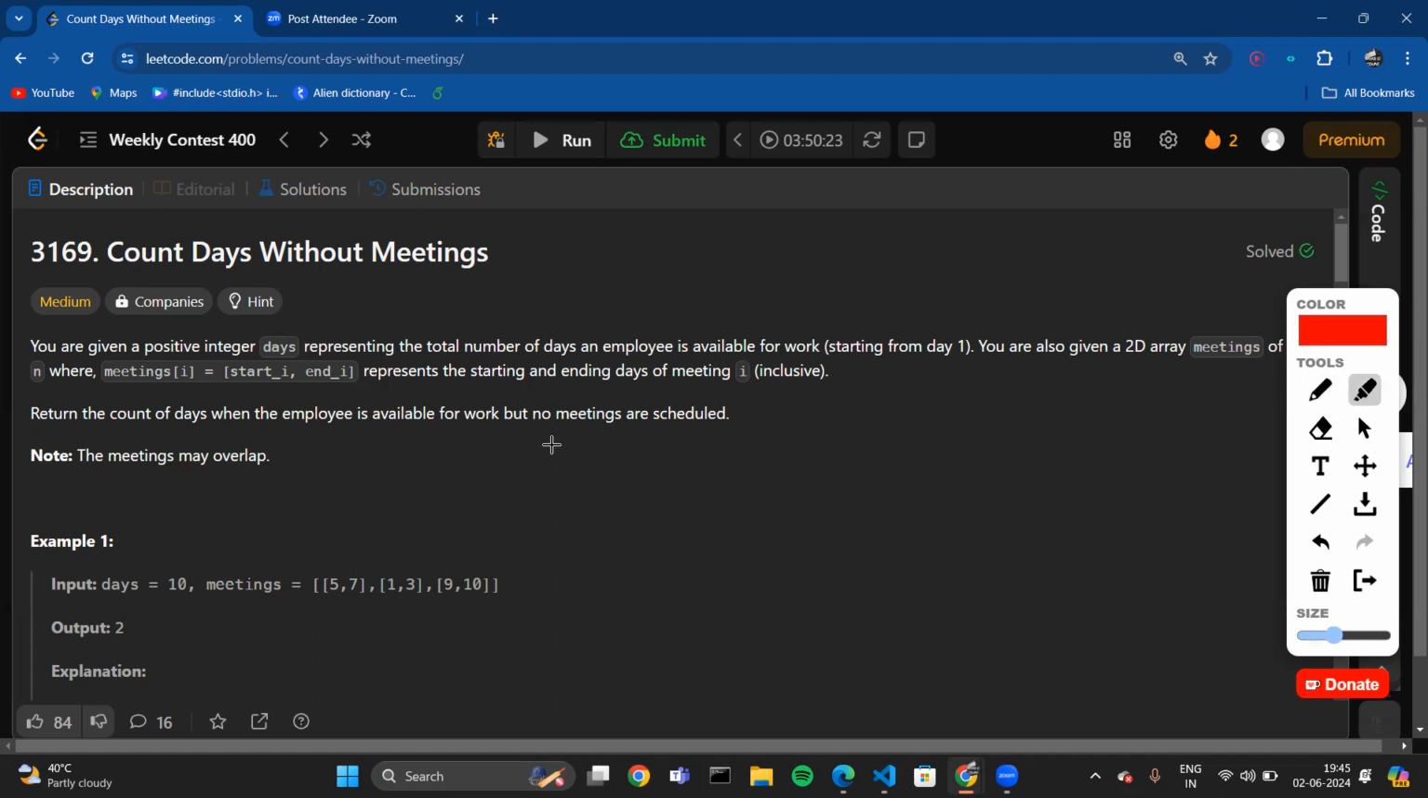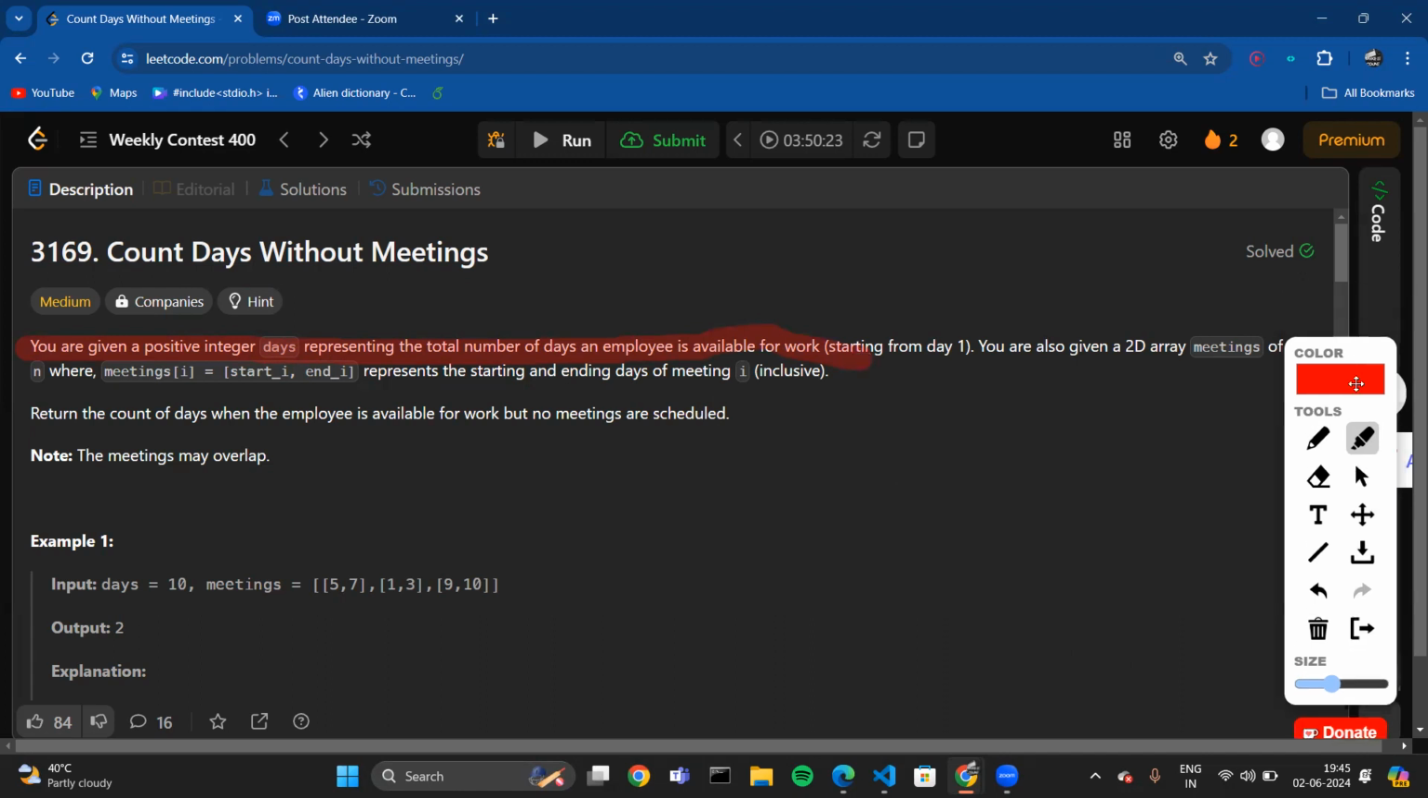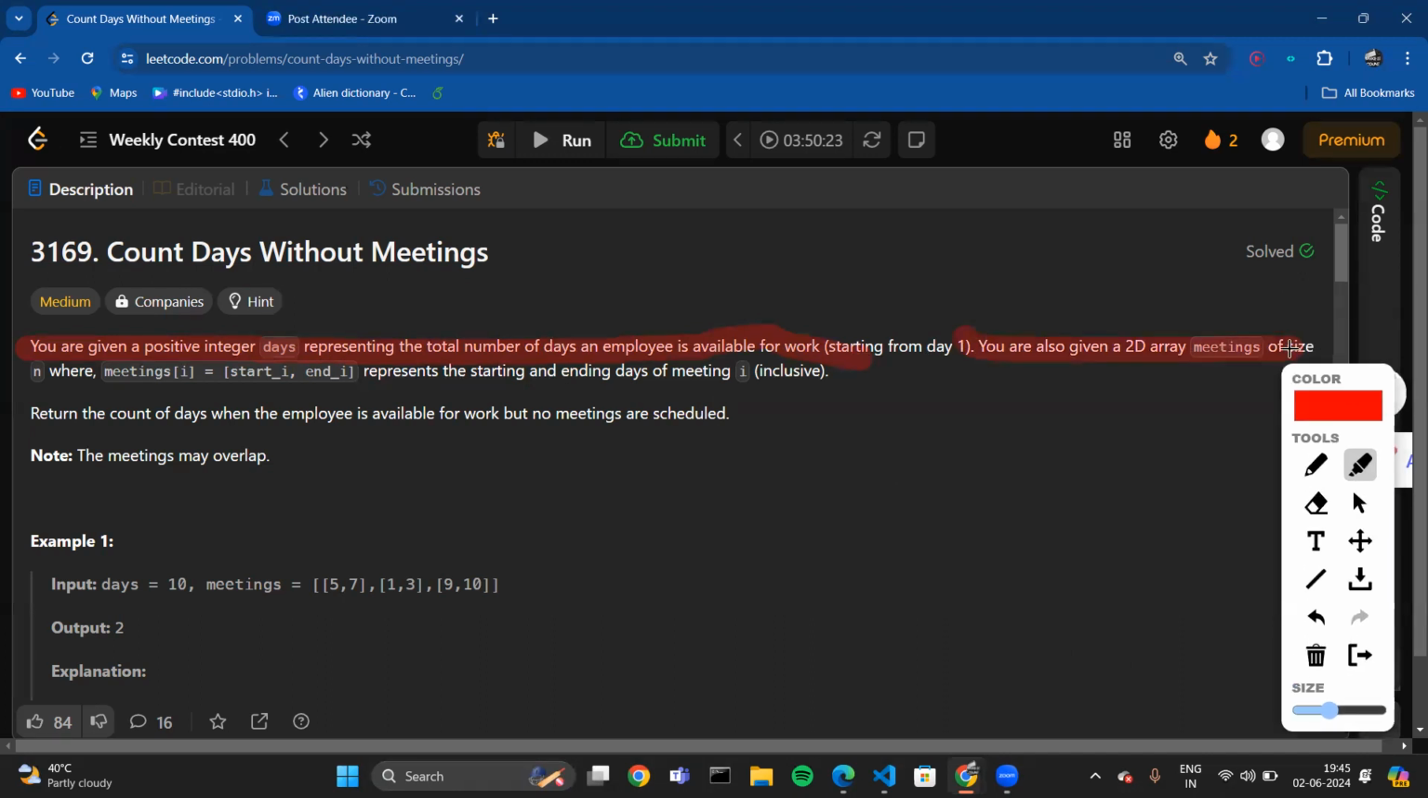So let us first understand what this question states. In this question, we are given a positive integer days representing the total number of days an employee is available for work, starting from day one. We are also given a 2D array meetings[i], that is, the start day and the end day. We need to count the days where the employee is available for work, but no meetings are scheduled.